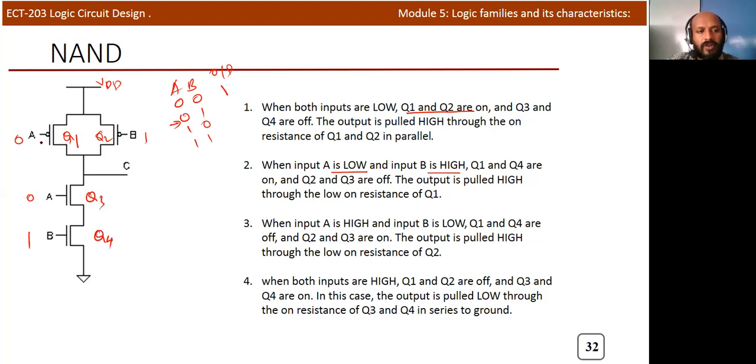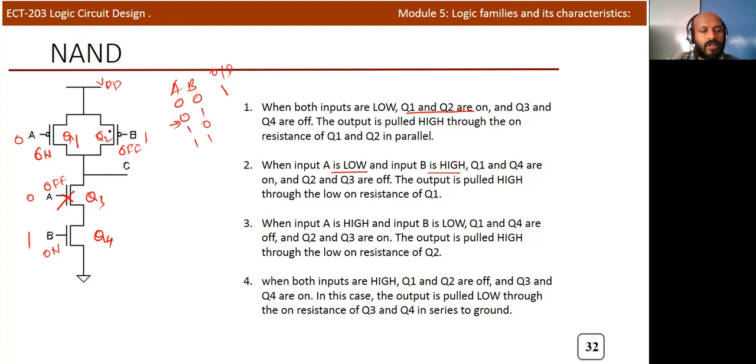When A input is 0, this transistor will be in the on condition because it's a PMOS transistor. And B is connected to 1, which means this transistor will be in the off condition. And the lower portion is the NMOS transistors. When you apply 0, this transistor will be in the off condition and this transistor will be in the on condition. So there is no current flow through this transistor, so there is no connection to the ground. So it will be an open circuit.